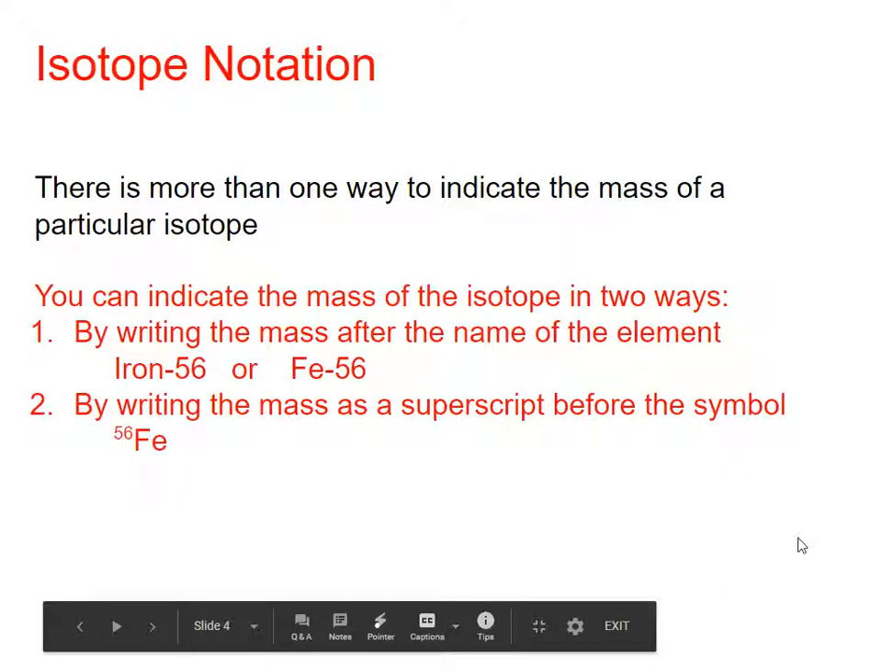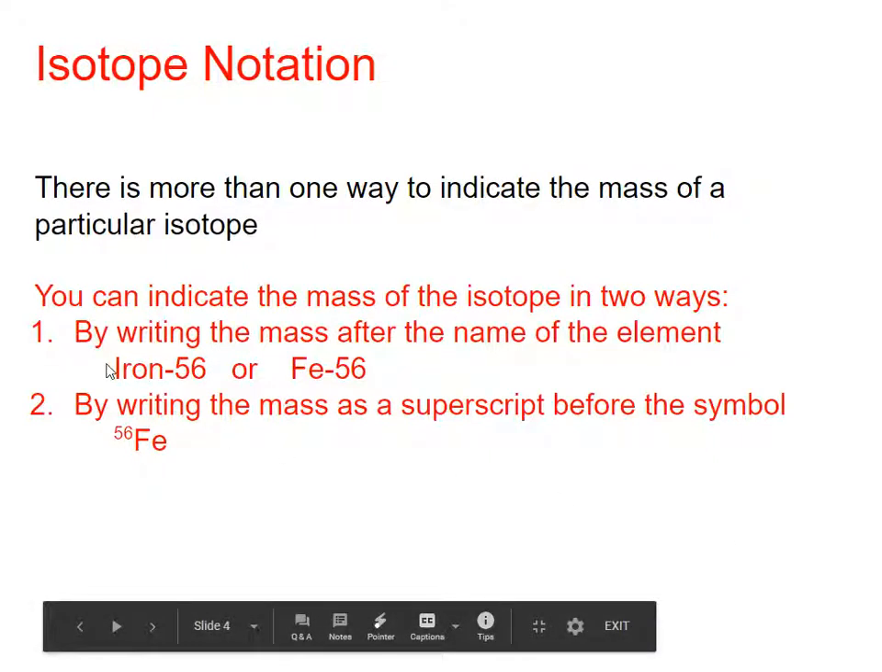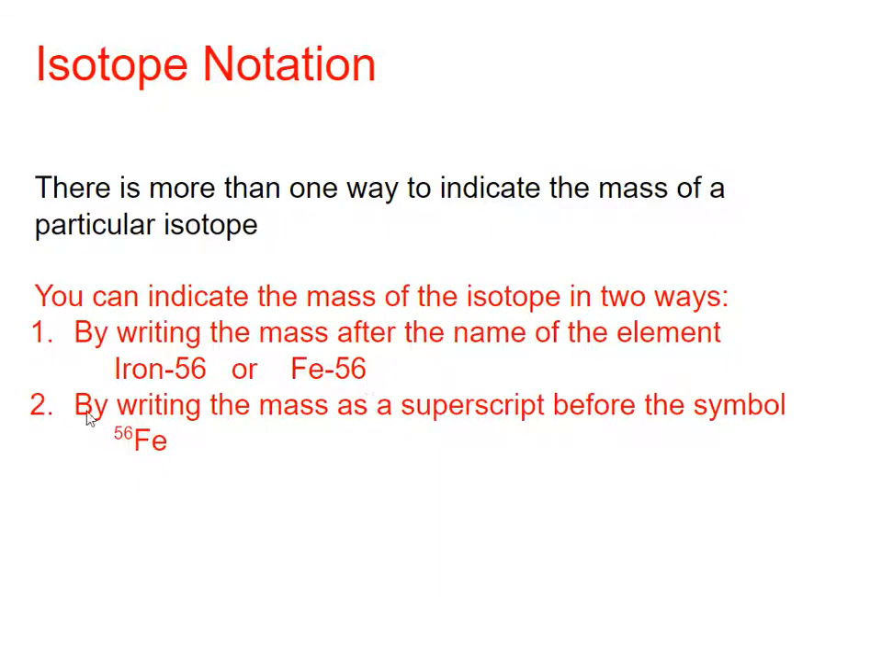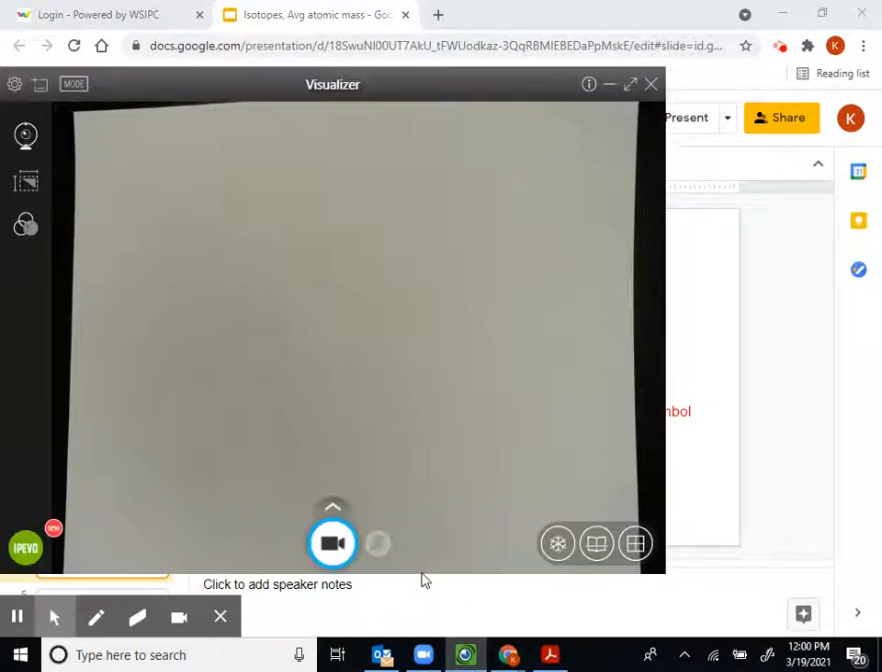Isotope notation is all about how we write it down, where we indicate the mass number of our isotope. You can indicate it in one of 2 ways. You can write the name, dash, and then the mass number, or the symbol, dash, and the mass number, or you can write it as a superscript before the symbol. Let me show you what that would look like.